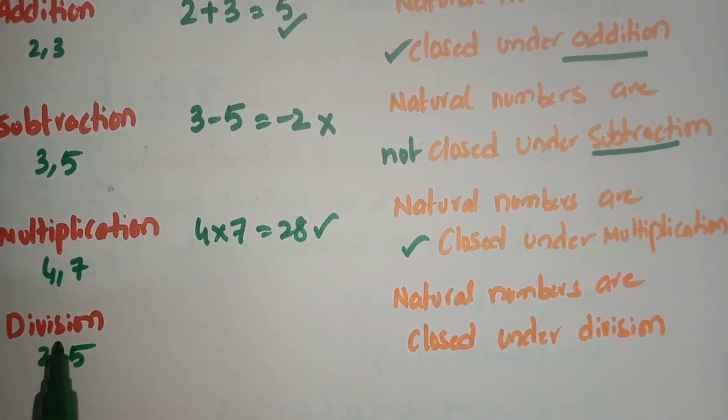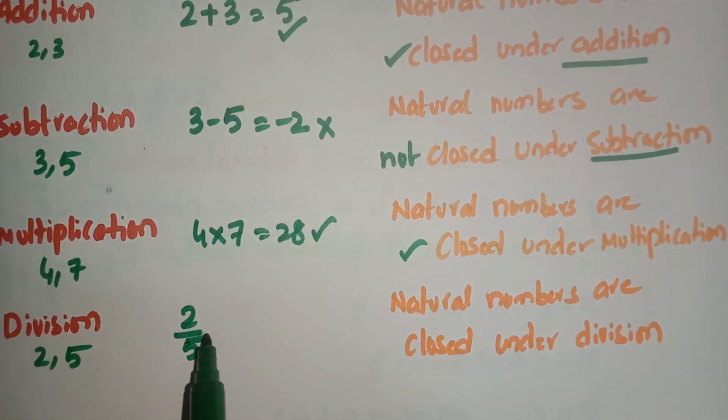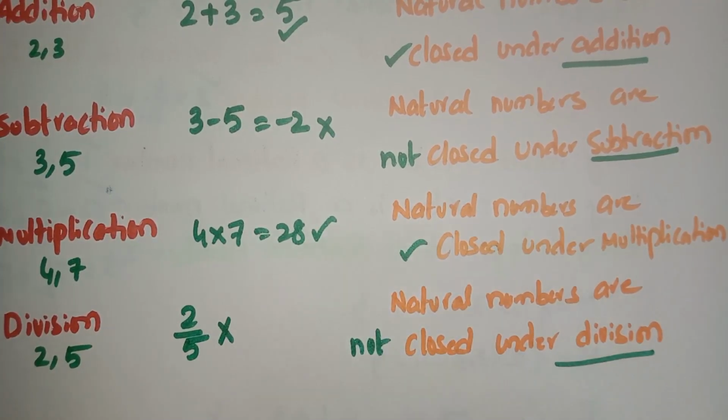Finally, we have division operation. So let us select two inputs, that is 2, 5. Let us perform division with these two numbers, that is 2 by 5, which is not a natural number. Therefore, we can conclude natural numbers are not closed under division.